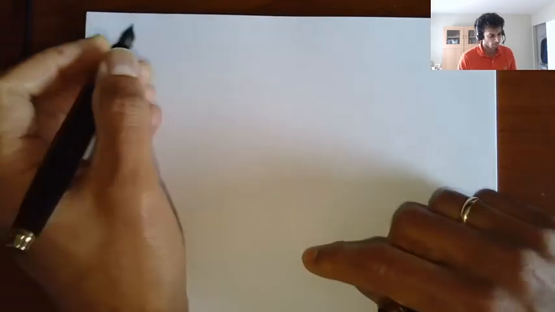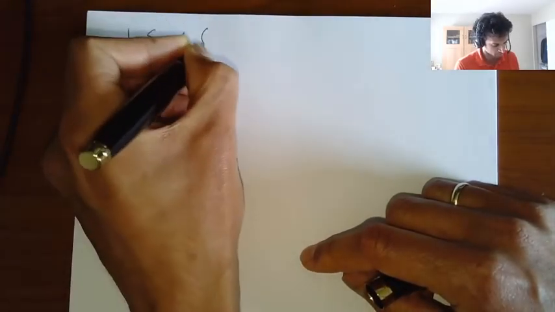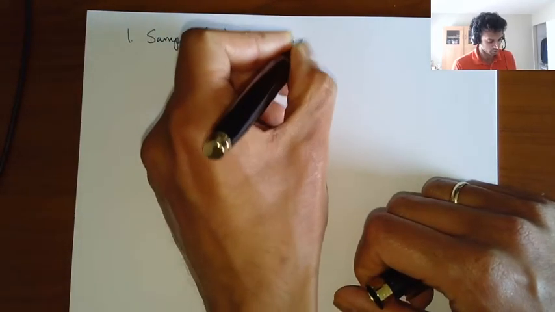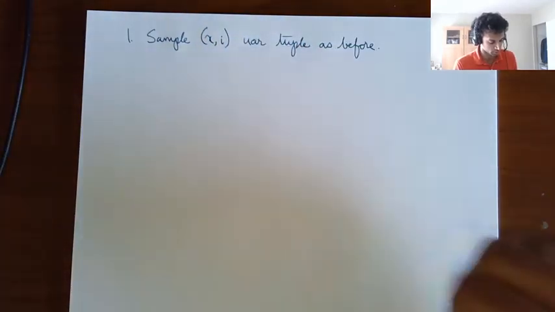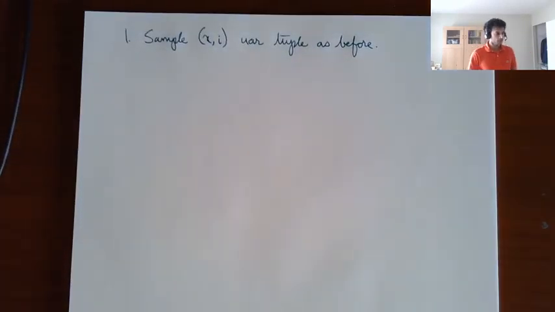So towards that, let me give a different procedure. Okay? So let me sample a uniform at random tuple as before.